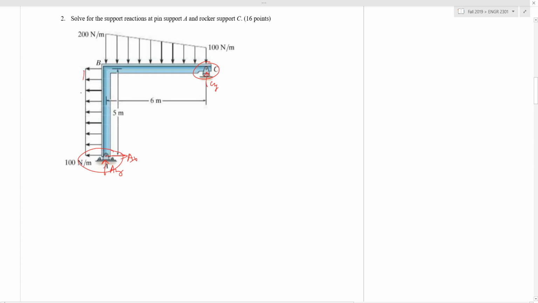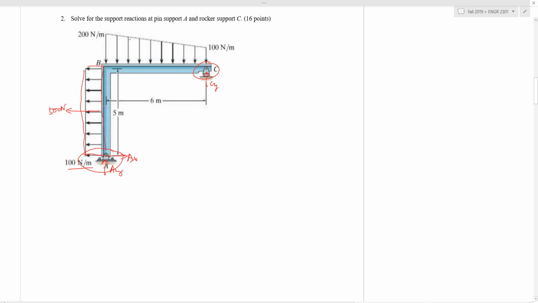Here we have two kinds of distributed loads. This right here is a uniform distributed load. Therefore, we can replace that by one concentrated force at the center, and that will equal 100 Newton per meter times 5 meter. That will be your 500 Newton right here.